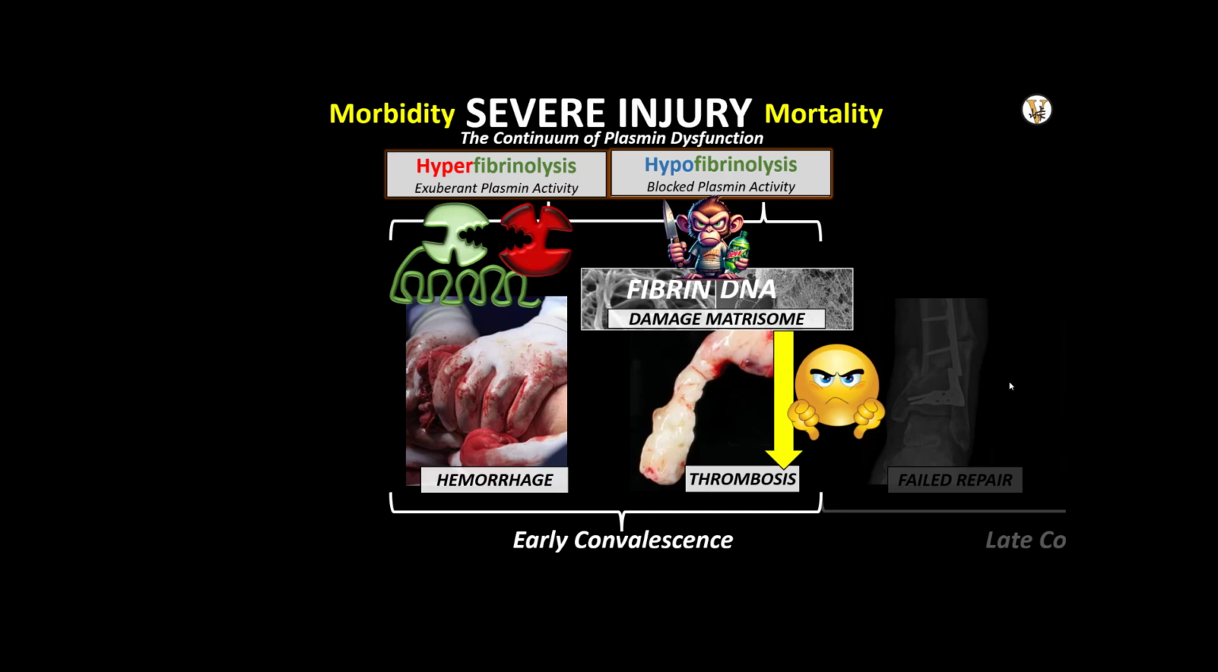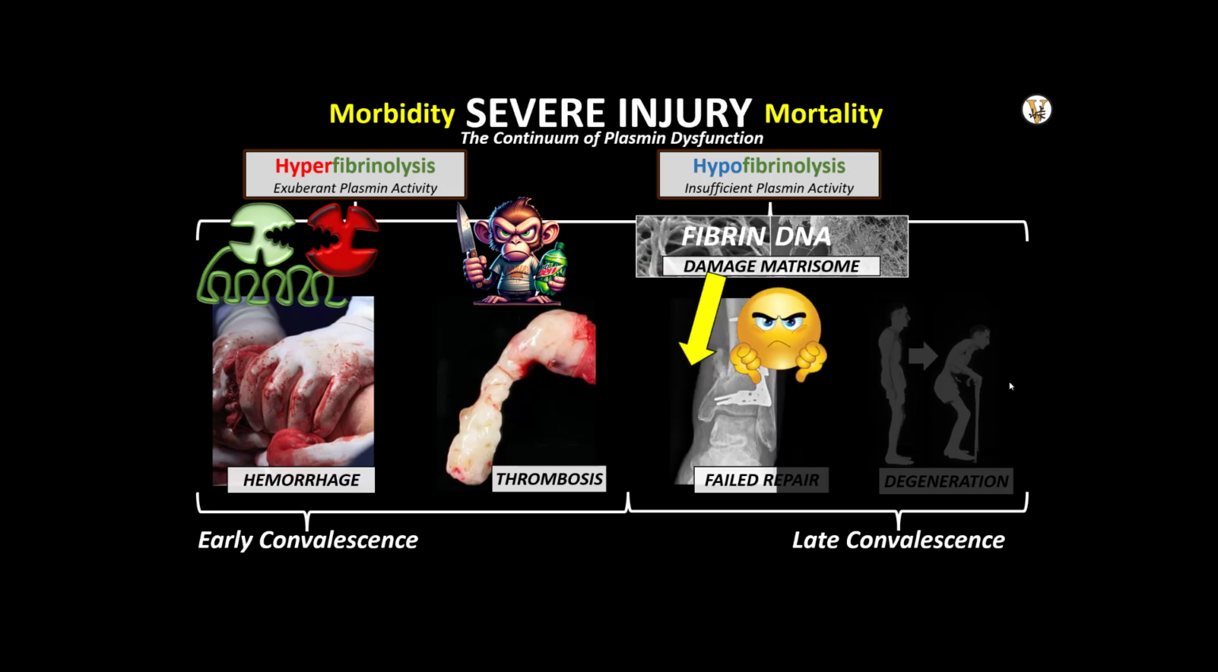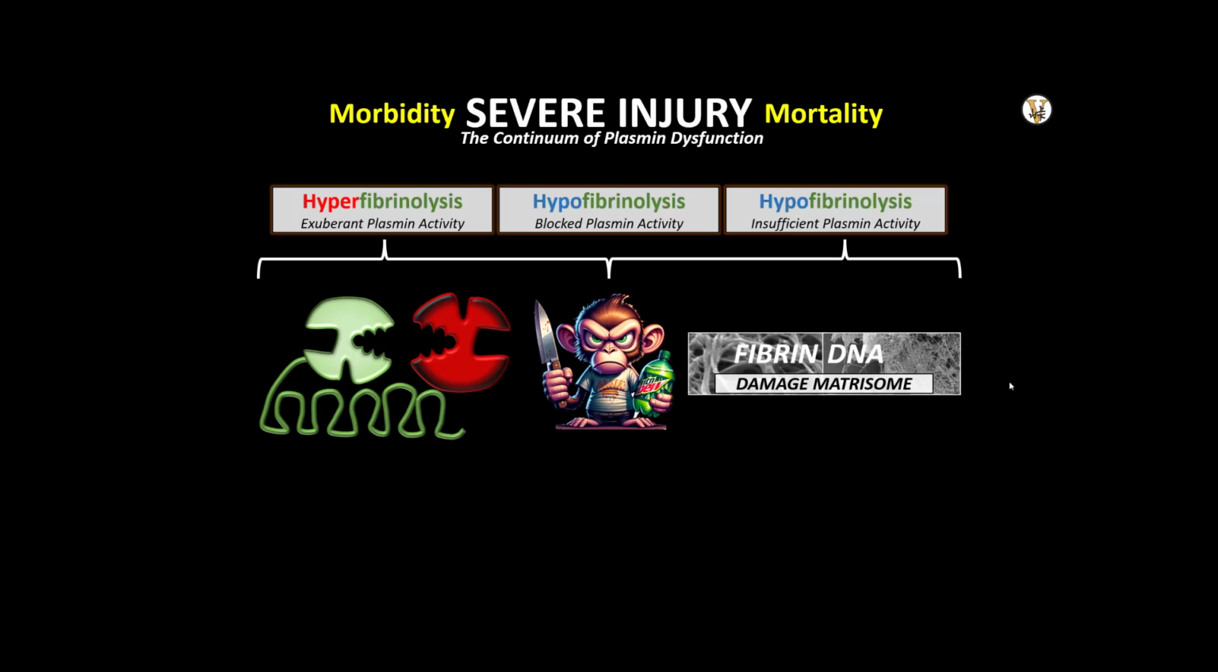However, we also postulate that this hypofibrinolysis has a lot of collateral damage and can lead to thrombosis throughout the body. In addition, we think that this damaged matrosome and other aspects of hypofibrinolysis that is caused in response to this hyperfibrinolysis leads to a deposition of a damaged matrosome that is very hard to clear and can continue to cause risk of thrombosis, but also can lead to problems with failed repair of tissues, such as this fracture, as well as degeneration of tissues, which can happen later on.